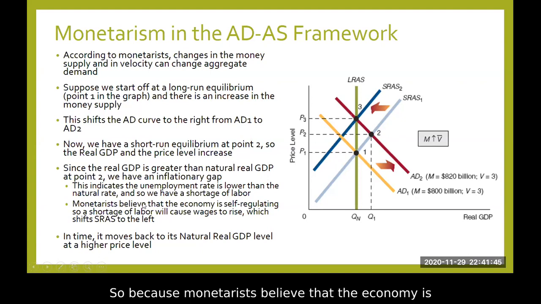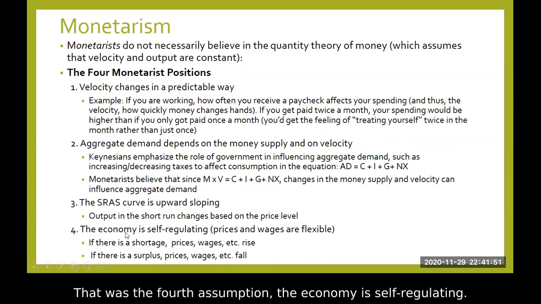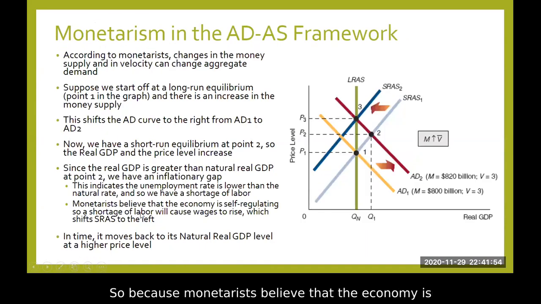So because monetarists believe that the economy is self-regulating, we said that over here. That was the fourth assumption. The economy is self-regulating. So because monetarists believe that the economy is self-regulating, a shortage of labor means that wages will go up. So because there's not enough people to fill in positions, these firms are going to have to offer higher wages. Well, now with higher wages, that's going to increase the costs of production. And an increase in input costs or an increase in cost of production will shift the short run aggregate supply curve to the left.